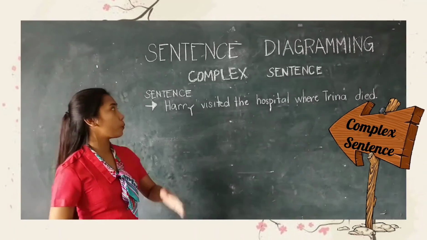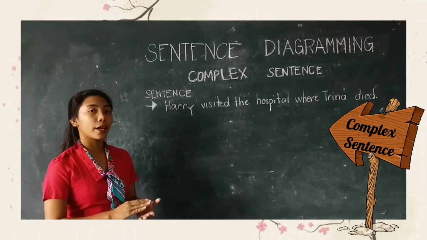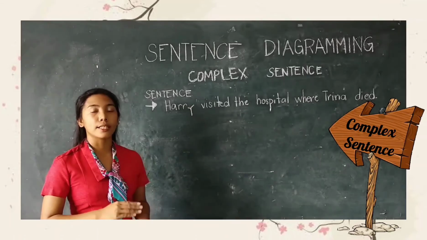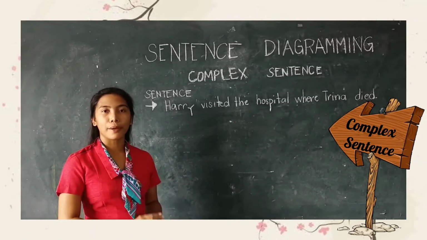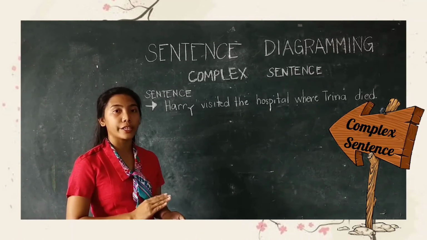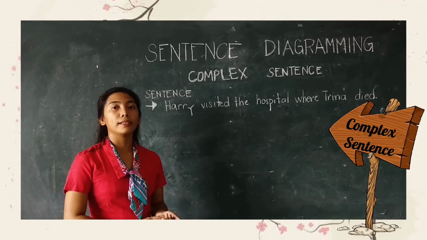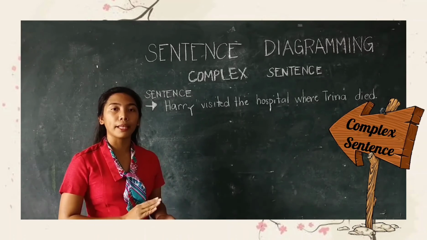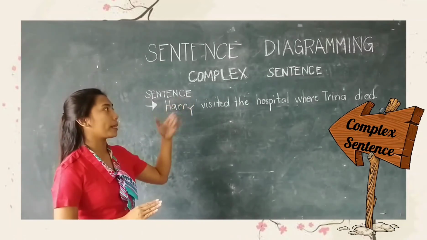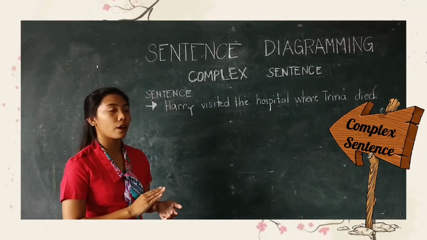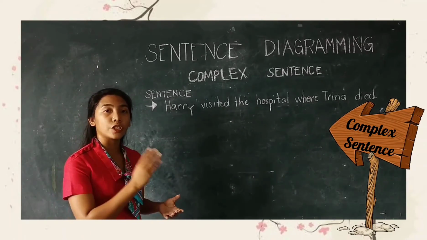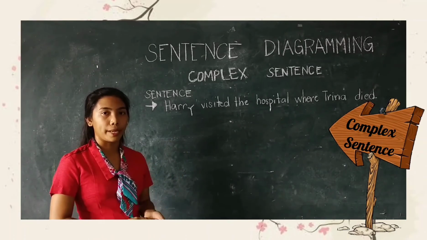After compound sentence, we have complex sentence. Unlike a compound sentence, which has two independent clauses, a complex sentence is a combination of independent and dependent clauses. I've already told you that independent clauses can stand on their own. On the other hand, dependent clauses, from the word itself, dependent, cannot stand on their own. And in diagramming a complex sentence, the dependent clause is also called an adjective clause because it gives additional information to the object of the main clause.